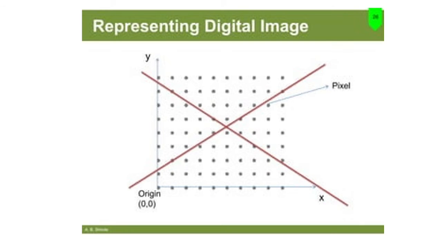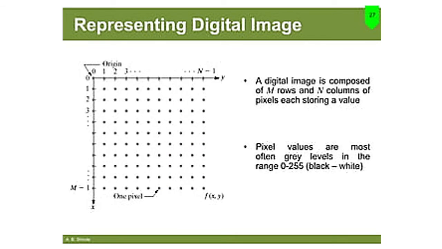So how do we plot this digital image? Let us consider the coordinates. We have the x-axis and the y-axis, the origin is 0, 0, and the next point is 0, 1, and it goes on like that. The last value on the x-axis is m minus 1. Similarly, on the y-axis, the last value is n minus 1. These dots represent the pixels, that is, picture elements. So a digital image is composed of m rows and n columns of pixels, each dot representing a pixel, each storing a value. The first one is 0, 0. The x-axis represents rows and the y-axis represents the columns.